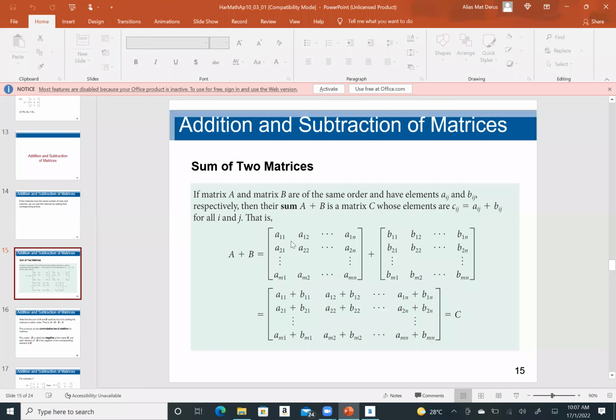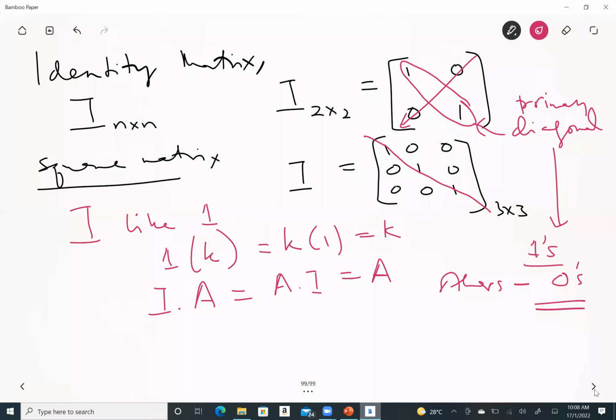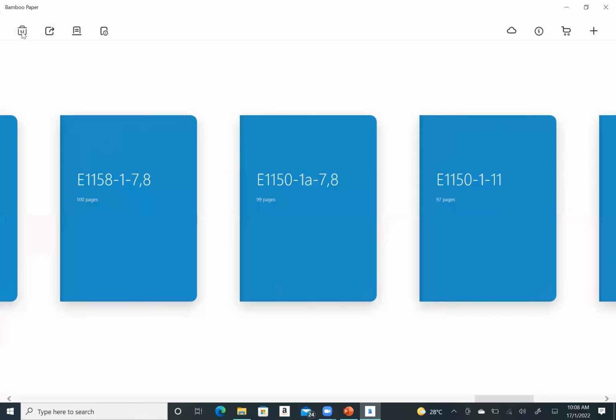You have to add the elements, all the elements in the matrices. So what you got will be the sum matrix. We call it C. All right. Any question? So given that principle, we look at an example.